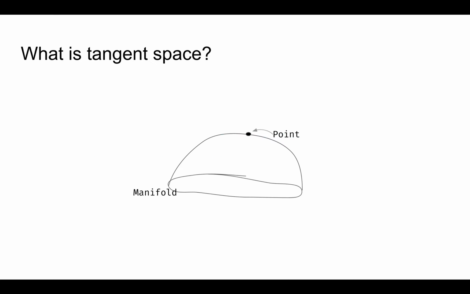So what is a tangent space then? Let's say we have a manifold that is shown here by these lines, and we have a data point up there shown as a black dot.